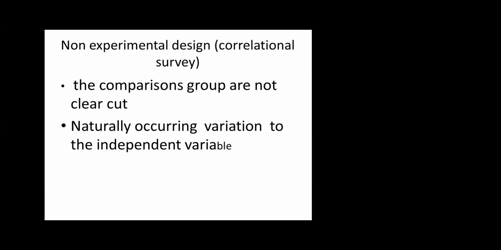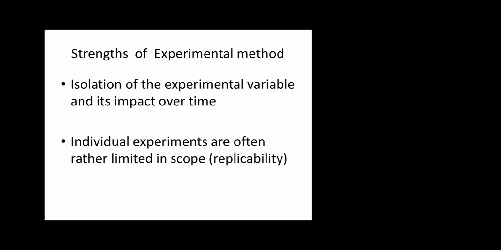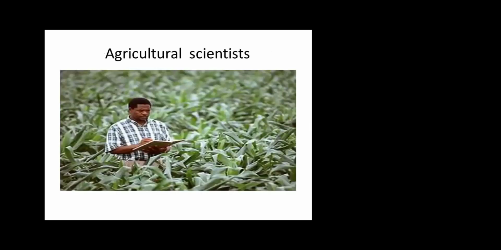So when you talk about non-experimental design, you call that survey. What's wrong with survey? The comparison groups are not clear-cut. But when you do experiment, they are clear-cut, no? Okay. So what is the strength of the experimental method? You can isolate the variable. This time, the experimental variable may be the amount of sunlight and its impact over time. And you can actually repeat it. Replicability is very high in the experimental method. Okay, this is the agricultural scientist who is recording the height in the experiment. He's doing field work. He's doing now a survey.